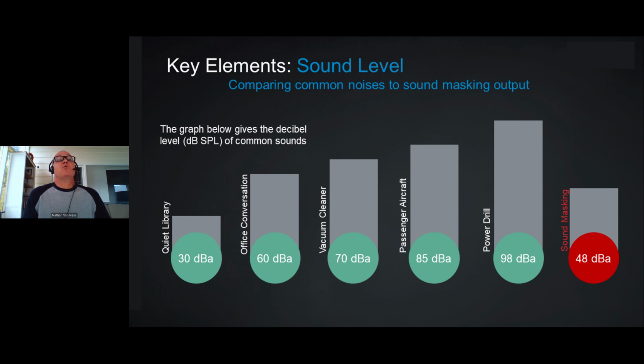And the sound of a passenger aircraft from inside the cabin is about 85 decibels. A power drill, right around 98. And then sound masking is ideally set at 48 decibels, which is slightly louder than the average HVAC system.